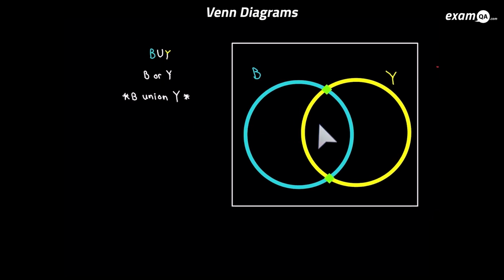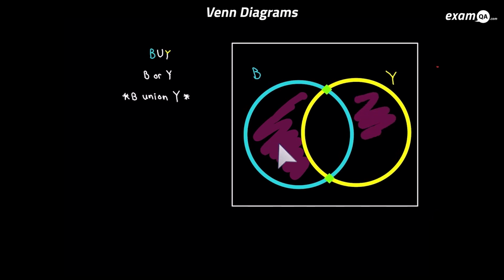And this time we've got B and something which looks like a U sign and then Y. And the official name for this is B union Y. But we can simply say B or Y. So we're just looking for any space which is B or Y or both. So it's this bit, and also the middle. So it's everything in the circles, this one.